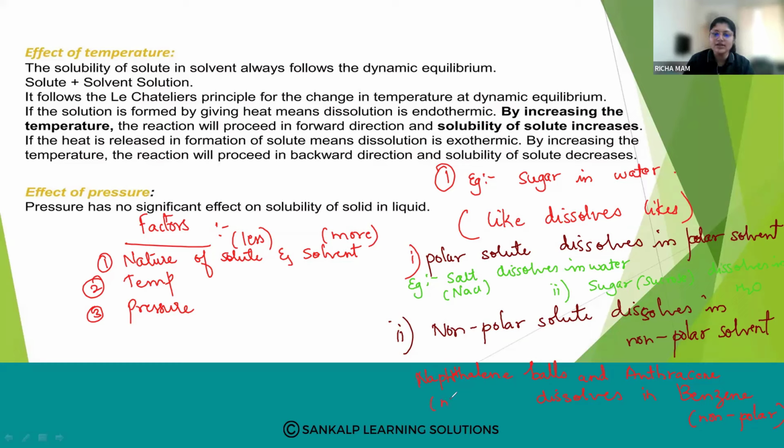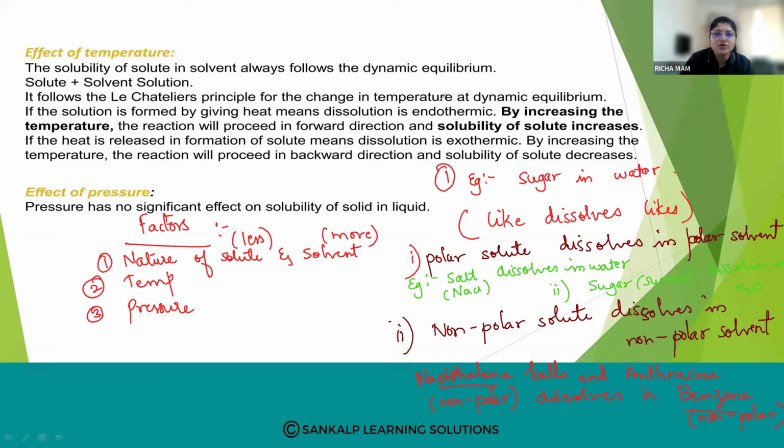So naphthalene balls are also non-polar. Anthracene is also a compound, and that is also non-polar. So you can take the example of a non-polar solute as naphthalene balls and anthracene, which dissolve in a non-polar solvent like benzene. So benzene is a non-polar solvent.